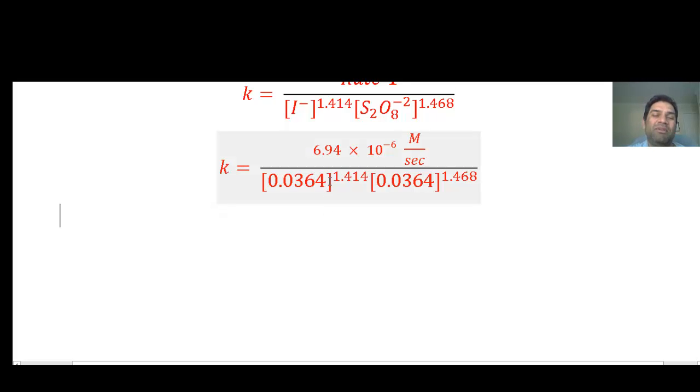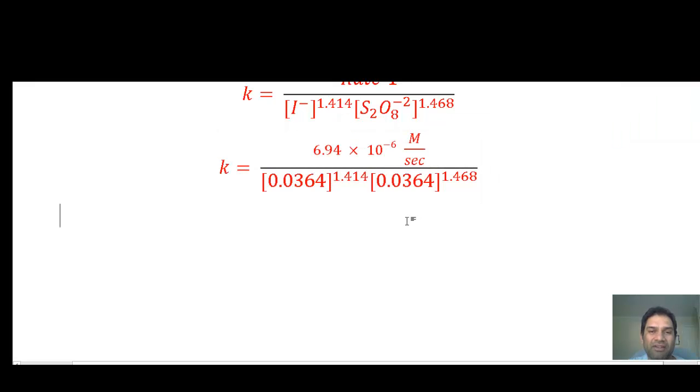So the units of this will be moles per liter, and units of this as well will be moles per liter, because you cannot have moles to the power of 1.468. So to simplify our units in conveying them in terms of K, I'll just say this is moles per liter as the units, and this is moles per liter as the units.